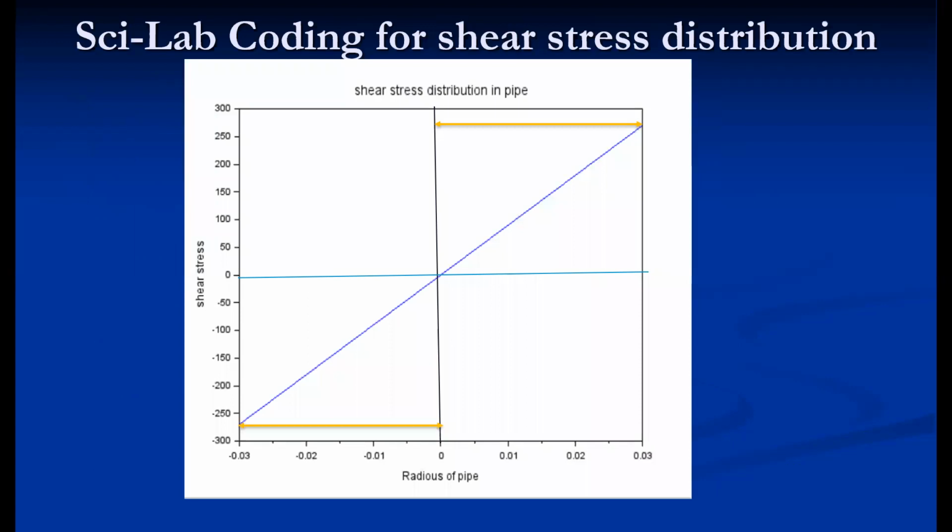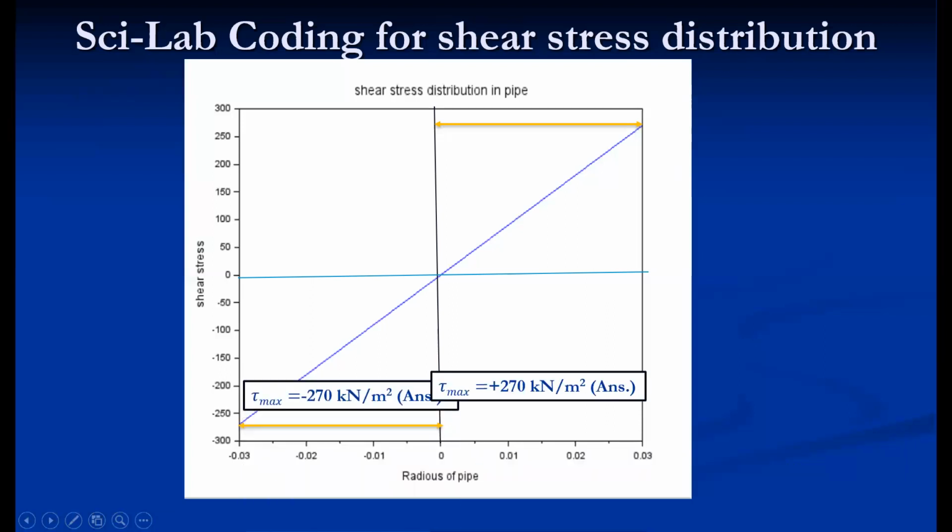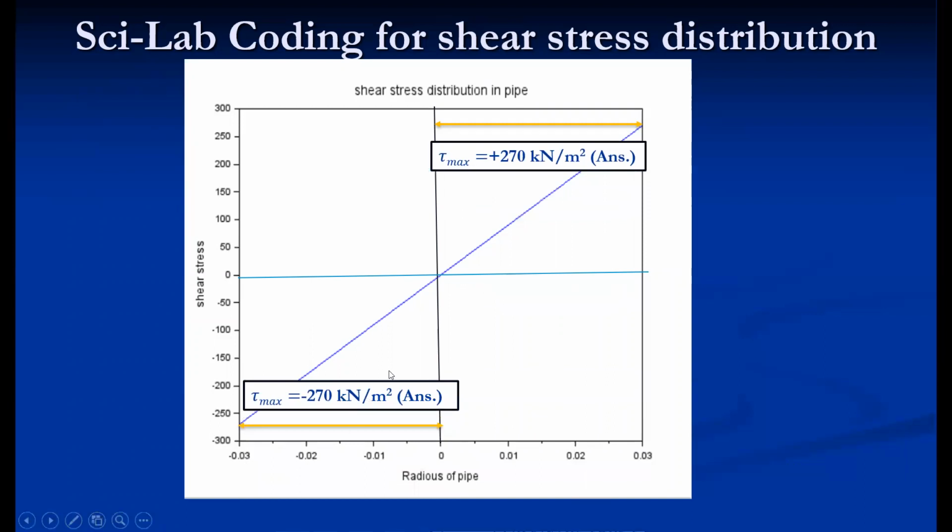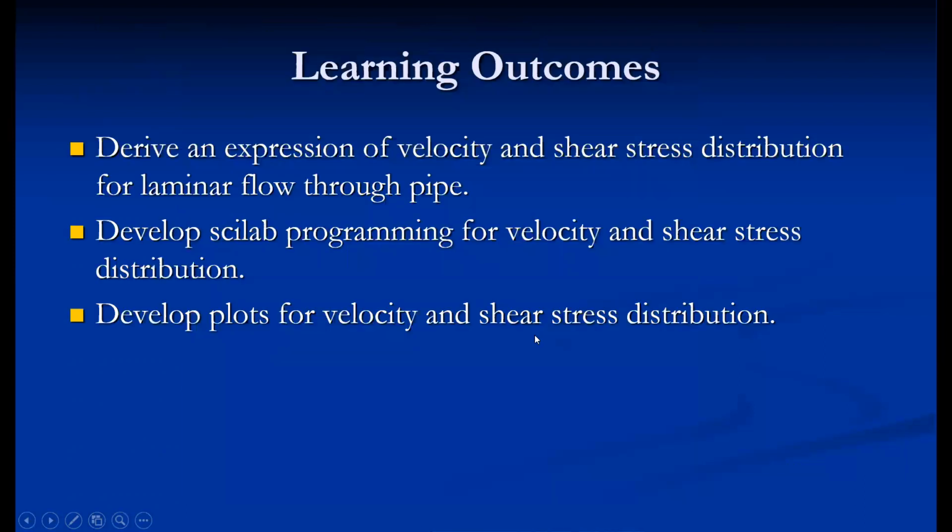Similarly, after execution we get this variation where the shear stress varies linearly, which is maximum at the bottom, that is when the radius is 0.03. It is also maximum at the top when the radius is 0.03, but the value at the bottom is negative and at the top it is positive, with a linear variation. So this way we can develop a variation of shear stress with respect to the radius of the pipe. So that's it from this particular experiment.